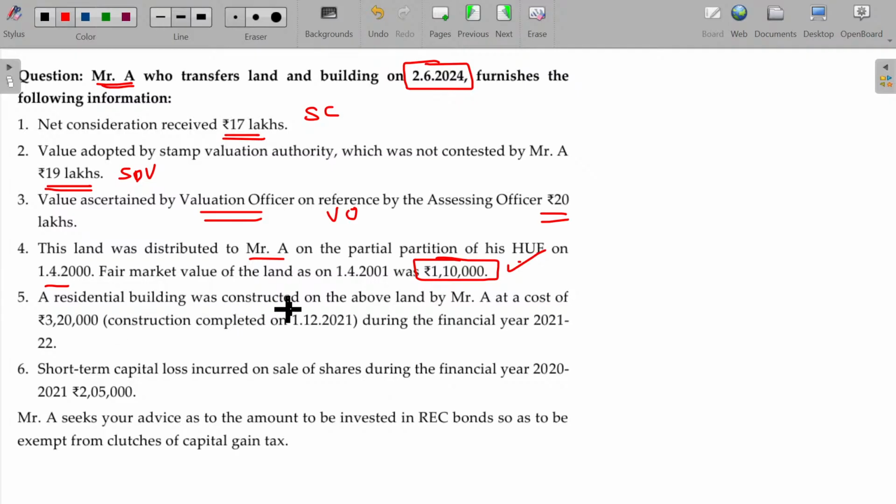And a residential building was constructed on the above land by Mr. A at a cost of rupees 3,20,000. Construction completed during the financial year 21-22.